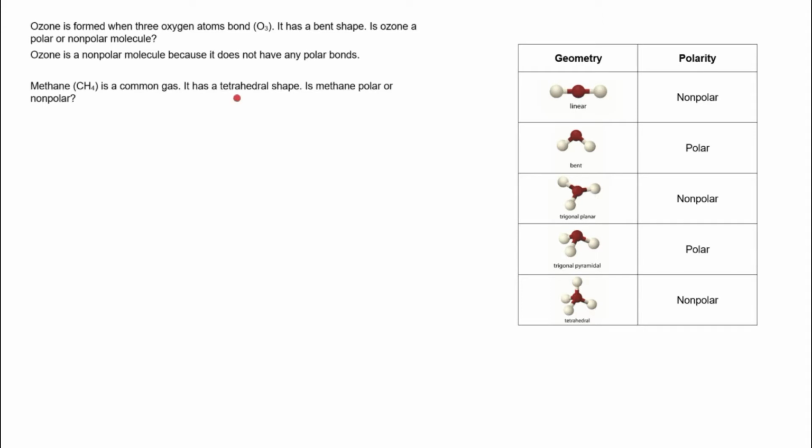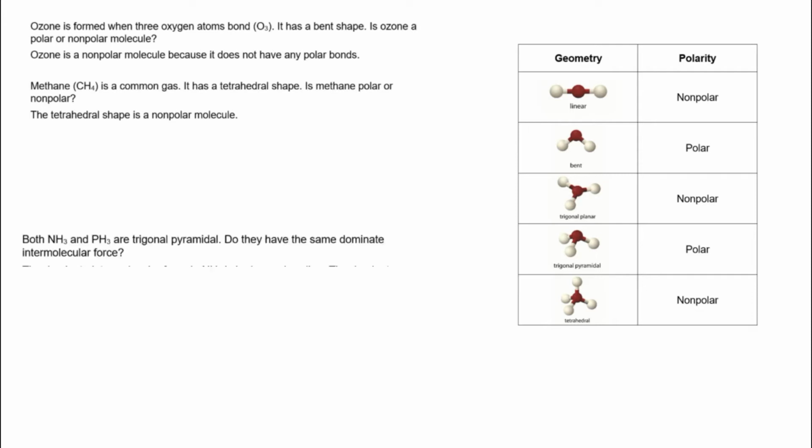Methane is a common gas. It has a tetrahedral shape. Is methane polar or nonpolar? Finding tetrahedral, here we go. That is a nonpolar molecule. Do we have polar bonds? Yes, because we have carbon bonded to hydrogen. They're not the same atom. So methane will be a nonpolar molecule based on its shape. Once we know if a molecule is polar or nonpolar, we can predict the dominant intermolecular force.